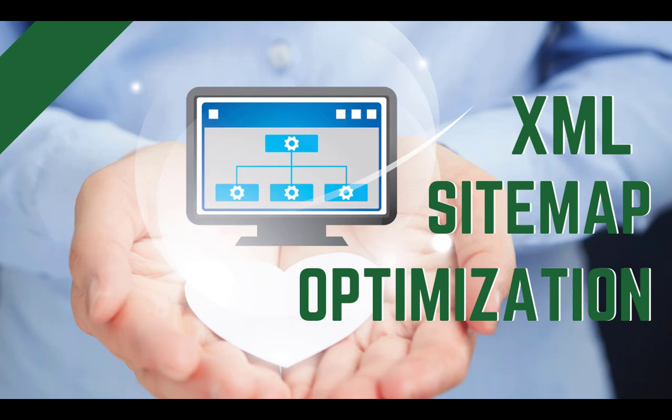An XML sitemap is a file that lists all the pages on a website that the site owner wants search engines to index. It can be an effective tool for optimizing a website's visibility on search engines like Google. Here are some tips for optimizing an XML sitemap.